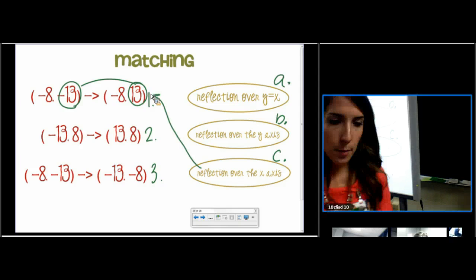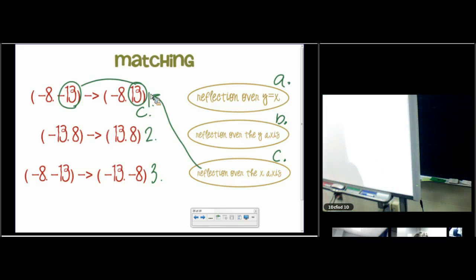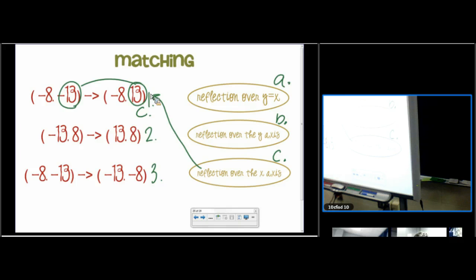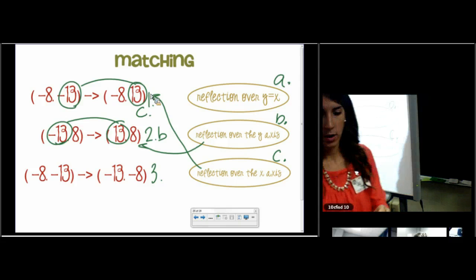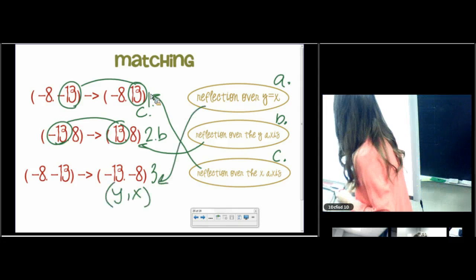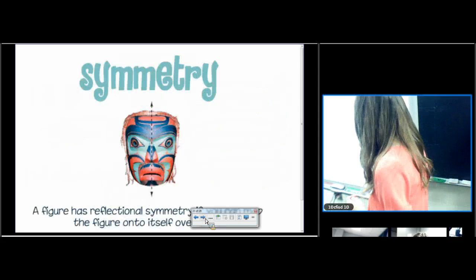And then you said number 2 is B, reflect over the y-axis. Well, on this one, the y's stay the same. It's the x that changed, so we're reflecting over the y-axis. Very good. And then in part 3, x and y traded places. This is like (y, x). So that's a reflection over y equals x. Wonderful job, Lars. Okay, next we're going to talk about symmetry really quick.